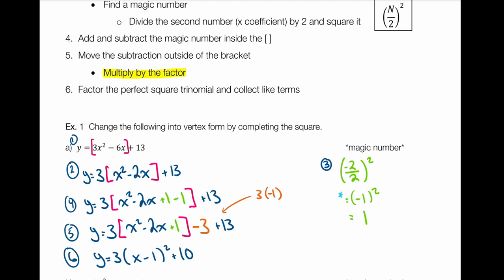And now I can see I have an a value that's other than 1, because again, we're dealing with an equation in standard form where the a value does not equal 1. So a few extra steps, but essentially it's the same thing.